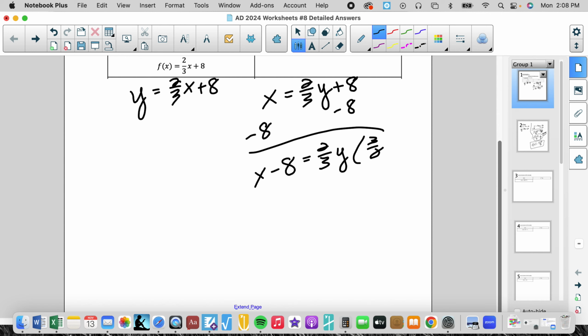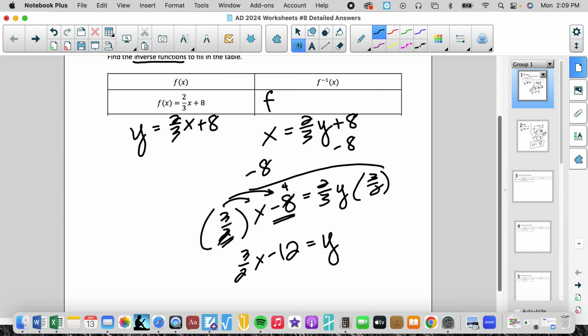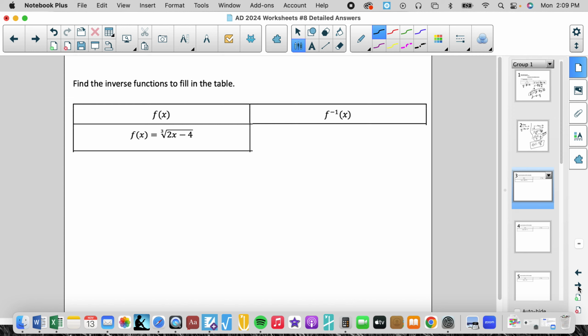Let's multiply by the reciprocal. When we multiply by the reciprocal, we have to do everything times 3/2. So 3/2 x minus 12 equals y. Because negative 8 times 3/2, the 2 in the denominator is going to cancel with that, and 4 times 3 is 12. So now, if we want to write the inverse function, we would write f of negative 1 of x equals 3/2 x minus 12. So that would be the inverse function of that initial function.